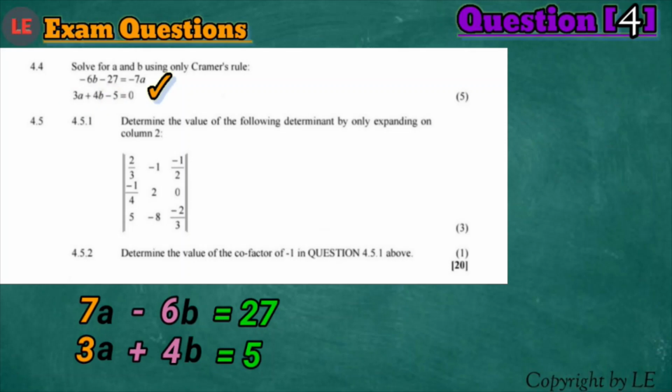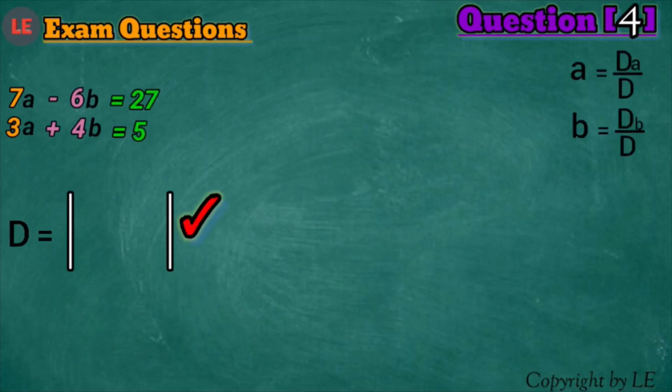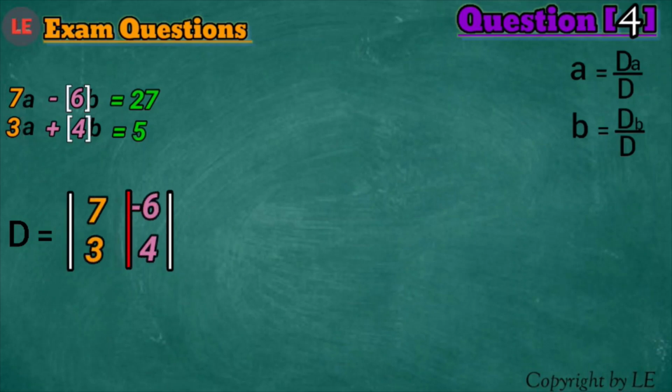So these numbers across the equal sign are called constants because they have no variables alongside them. And these other numbers have variables, which are a and b, which we are to find. Because we have two variables and two equations, that leads us to a 2 by 2 determinant. So to find the determinant, we put the coefficients of a in the first column and the coefficients of b in the second column, like so. Then evaluation follows.